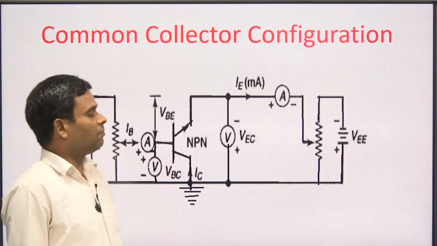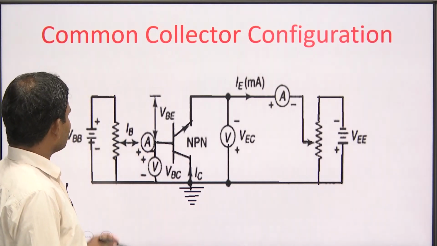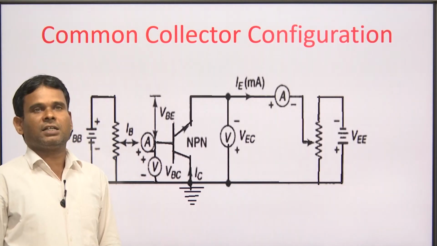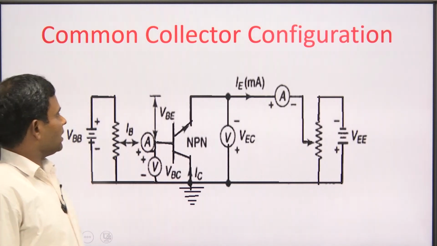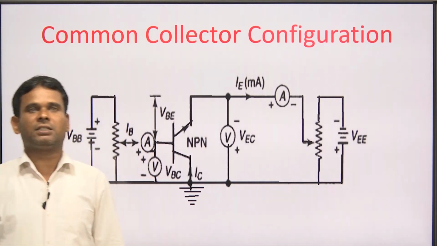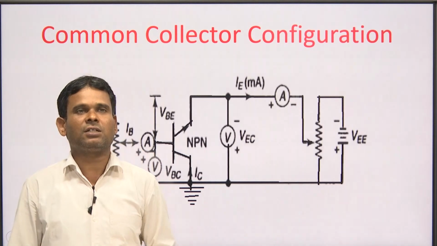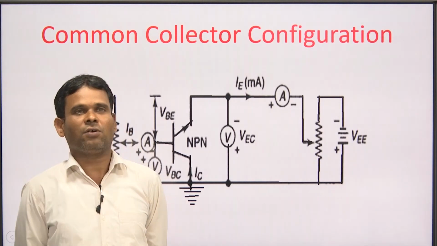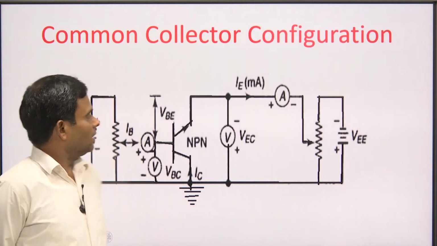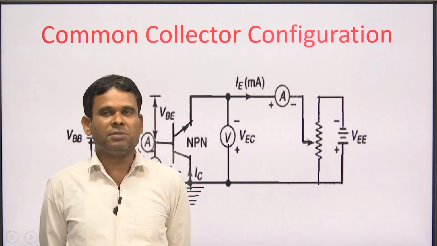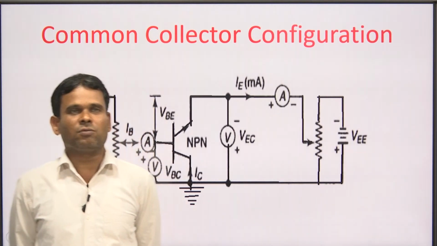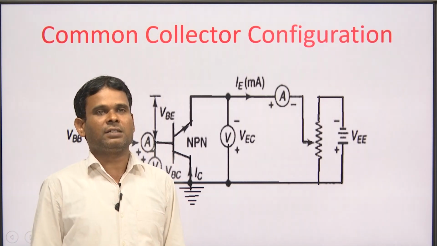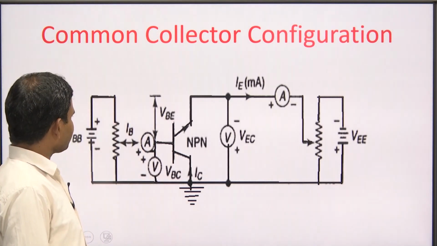This is the circuit diagram for common collector configuration. Since this is common collector configuration, the collector is grounded and the input terminal is the base terminal and the output terminal is the emitter terminal. This configuration is also known as emitter follower configuration. Why is it called emitter follower configuration? Because the output is taken from the emitter terminal.